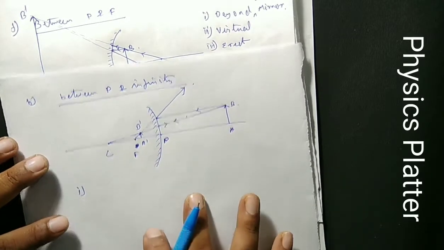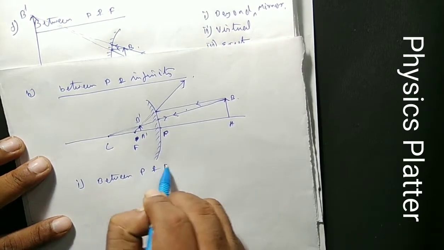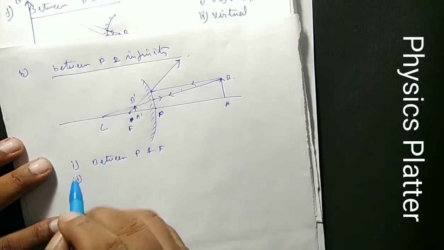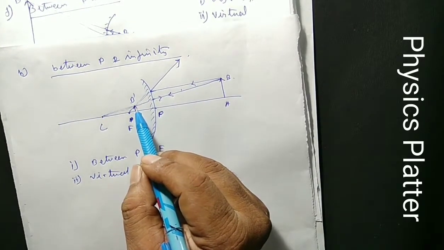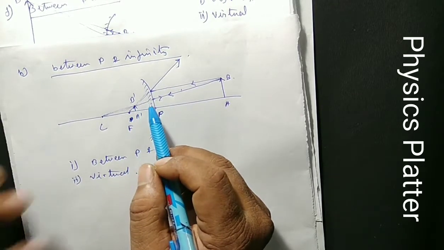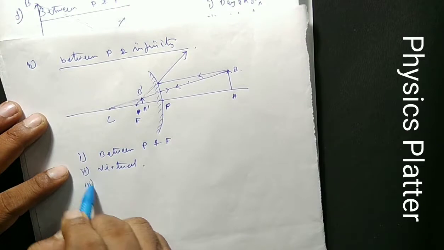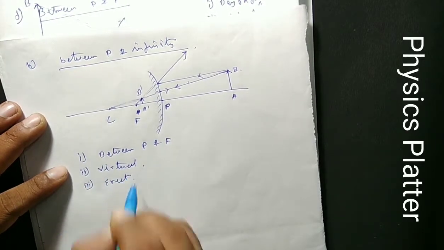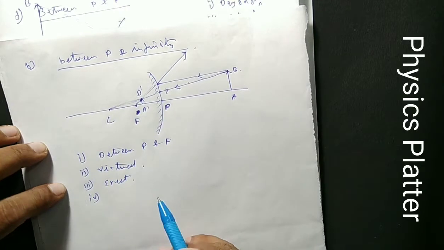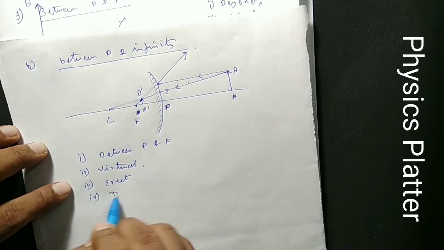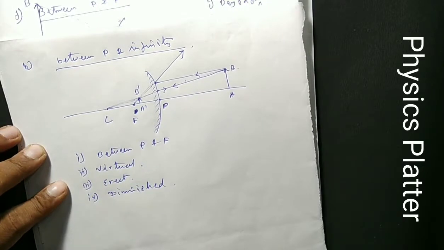So what are the properties of this image? First of all, it is formed between P and F. Second, it is virtual, because again the image is not produced due to the convergence of the beam, but we had to extend the beam to find the image, right? Third, it is erect. Why? Because it is on the same side as the object. And fourth, it is diminished, smaller than the object. So these are the four properties.